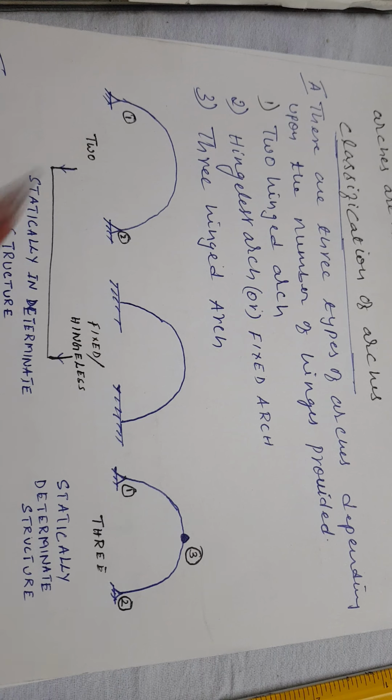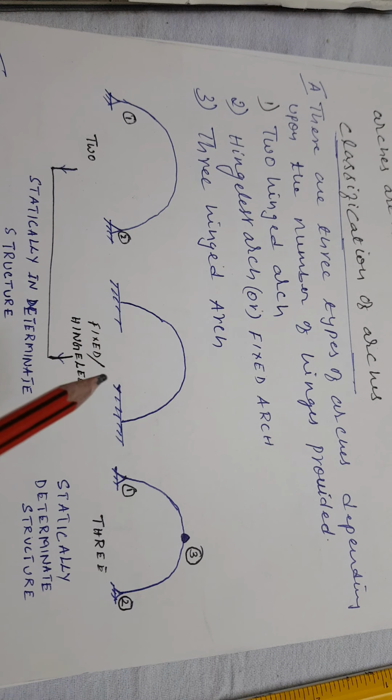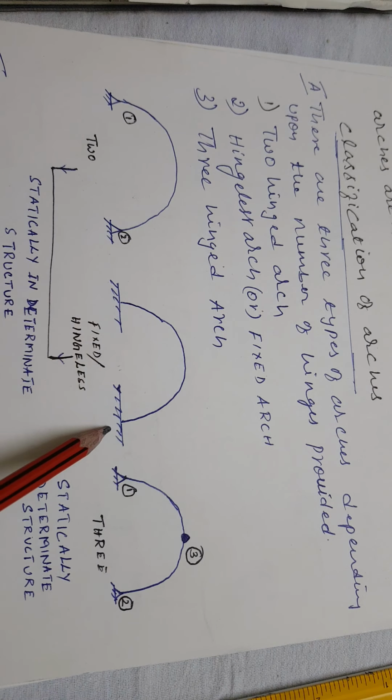Okay, the name itself indicates it. This is an example of a 2-hinged arch, where we have 2 hinges at the bottom. And another one is a fixed or hingeless arch, where there are no hinges but we have a fixed support at the bottom. Whereas in a 3-hinged arch we have 3 hinges, one at the top, 2 at the bottom.